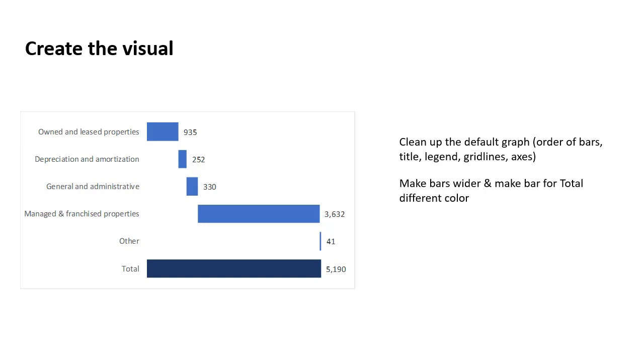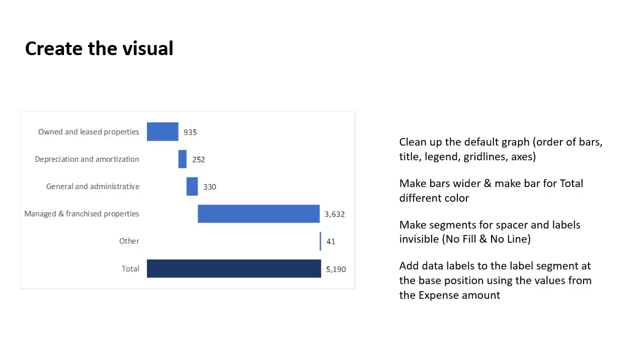The bars in a default bar graph are not wide enough, so I make them wider, and I made the bar for the total a slightly different color, a slightly darker shade of blue, to separate it visually from each of the segments. The segments for the spacer and for the label, I've set to be invisible. To do that, we simply set the fill color to no fill and the outline to no line. That's how we get it to essentially disappear. The segment is still there, positioning the other information where we want it to be.